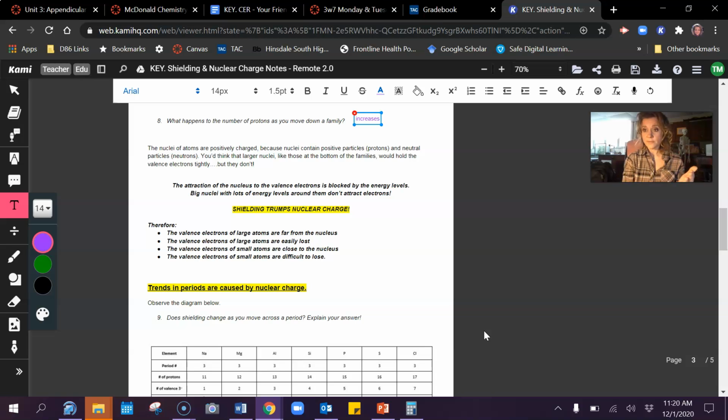The consequences of this are listed on your page. Therefore, the valence electrons of large atoms are far from the nucleus. The valence electrons of large atoms are easily lost. The valence electrons of small atoms, therefore, are close to the nucleus, and they are difficult to lose. So those are our notes on shielding in families.